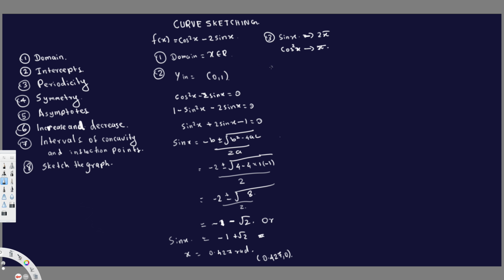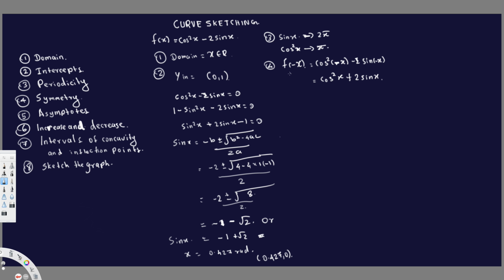And to find the symmetry, I have to take f of negative x. So if I plug negative x for these values, cos square minus x, and minus 2 sine minus x. If you see this, this is a square, right? So if you square a negative value, this will become positive. Therefore, this is going to be cos square x. And minus 2 times minus x is going to be plus 2 sine x. So it's going to be plus 2 sine x.